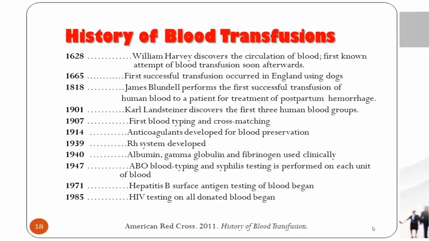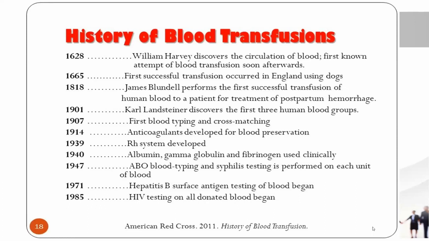Briefly, history. Blood transfusion is one of the oldest practices in medicine. It is almost 400 years ago when William Harvey discovered circulation of blood in the human body. Then after that, in 1665, the first successful transfusion occurred in England using dogs. In 1818, James Blundell performed the first successful transfusion of human blood to a patient for the treatment of postpartum hemorrhage.